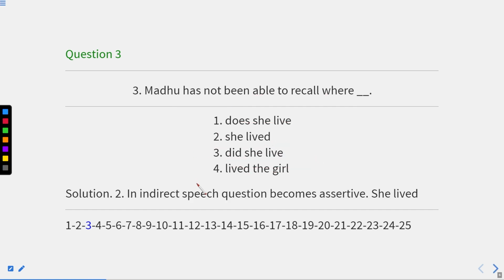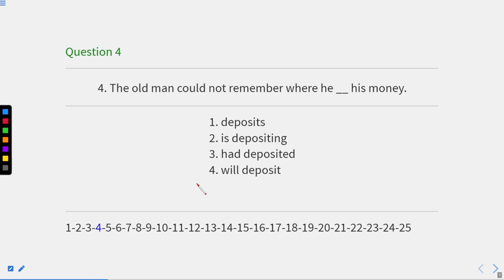So here the second part will be correct. In indirect speech, a question becomes assertive, and "she lived" will be the correct part. Also, we know well that when we convert the present tense into past tense from direct to indirect, the present is converted into past. So "she lived" will be the correct sentence. Now let us move to the next one.